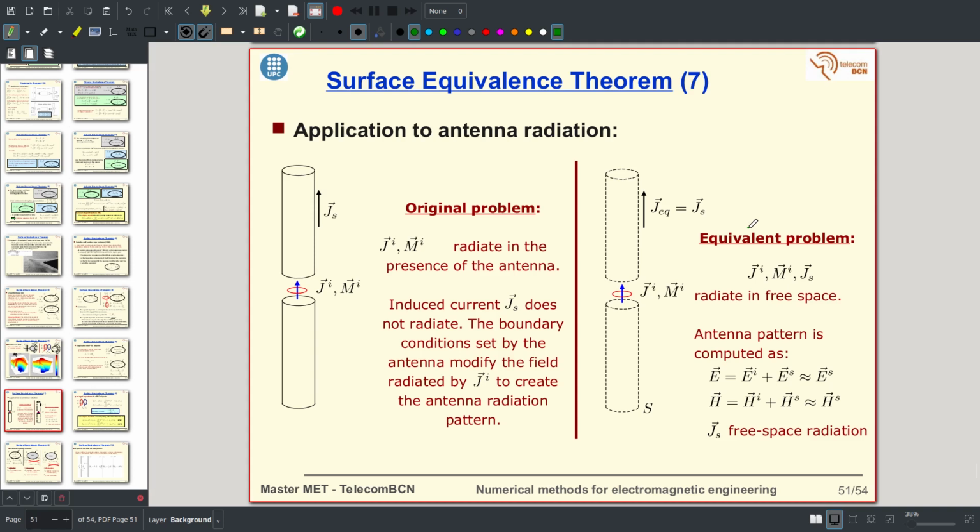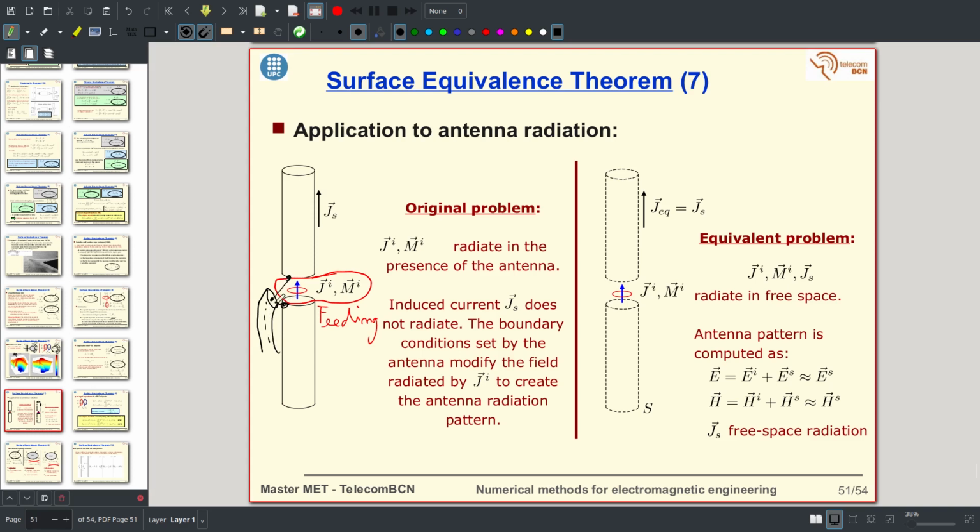In an antenna, in the original problem, we have some impressed sources that are the feeding of the antenna. This is the antenna feeding, okay? For example, if we feed the antenna with a coaxial cable, I will draw a coaxial cable here. We have a coaxial cable, and imagine, for example, that there is no volume and there is a direct connection like this.